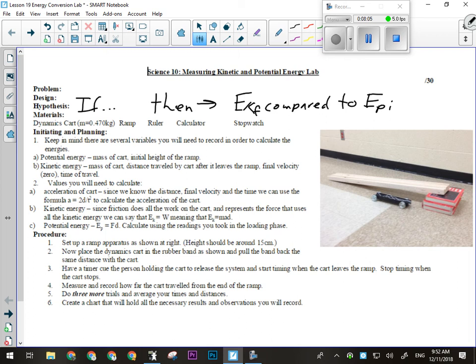Because you're going to have to fill in that chart for each trial, so the time, the distance, and all that kind of stuff. And then there'll be some calculations that you'll have to perform with the data that's in the chart. That's all explained in here. So keep in mind there's several variables you'll need to record.